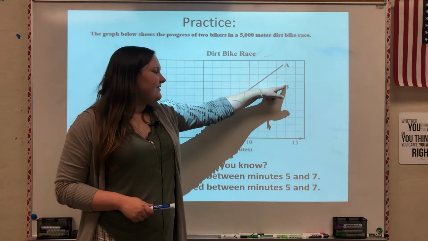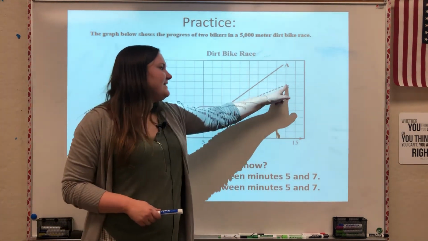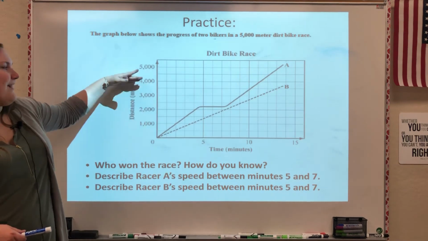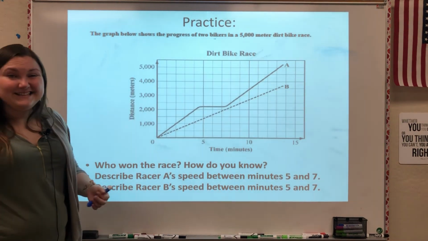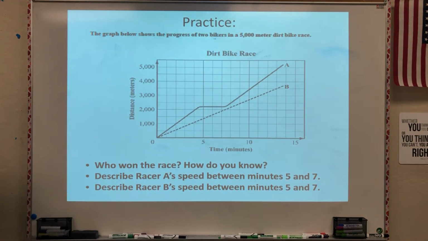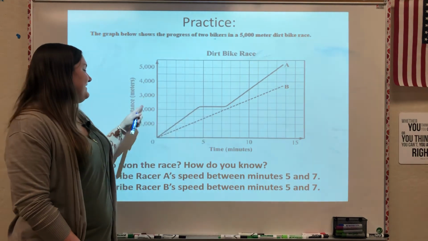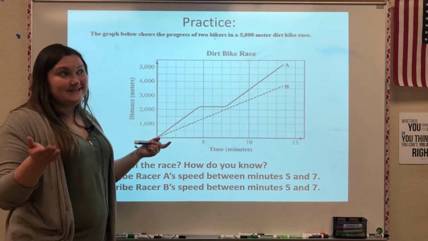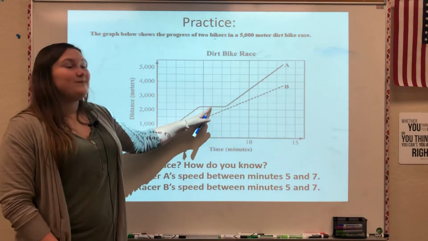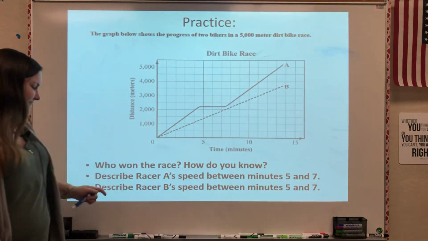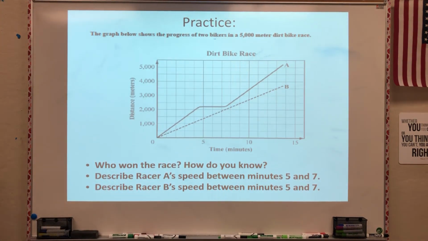B right here at 14 minutes. B was only around 3,000, 4,000 meters. He didn't get to the end. So A won. The second one says, describe racer A's speed between minutes 5 and 7. Between 5 and 7 is right here, this flat part. His distance isn't changing. So if his distance isn't changing, that means he wasn't moving. It means he stopped.